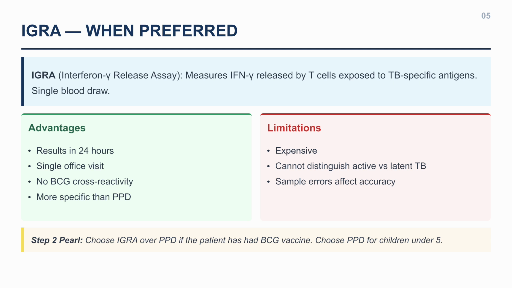Limitations include higher cost, the fact that it cannot distinguish active from latent TB, and sensitivity to sample collection errors. Step 2 Pearl. Choose IGRA over PPD when the patient has received the BCG vaccine, since PPD would give a false positive. Choose PPD for children under 5, where IGRA has lower sensitivity.